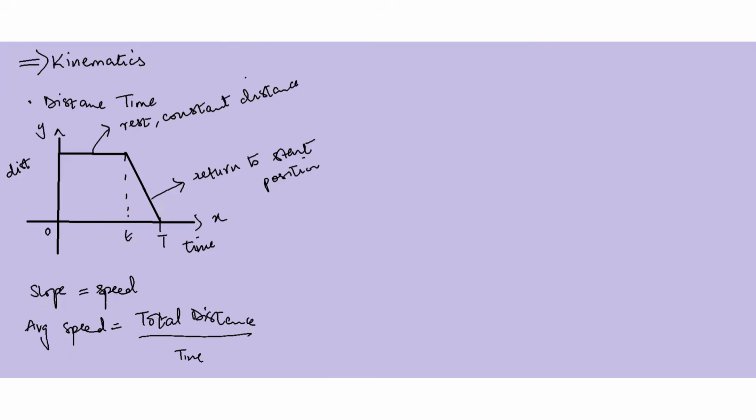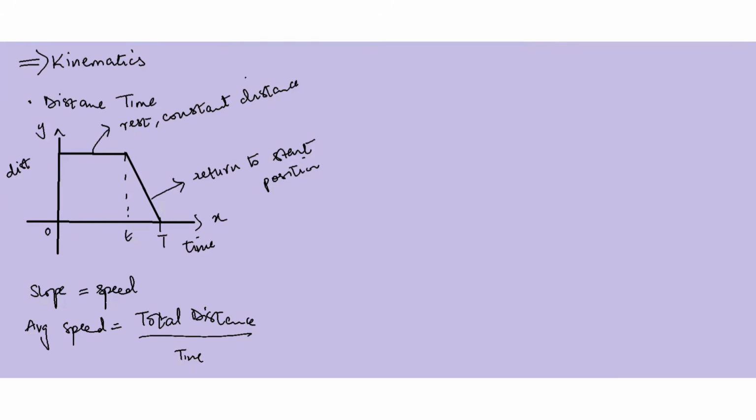So for a distance time graph, if the slope is positive, that means your speed is increasing steadily. If the slope is negative, obviously it's decreasing, which means it's coming to rest at some point. If it's constant, then it means that there's no movement, it's at rest. So this is how you interpret your distance time graph.